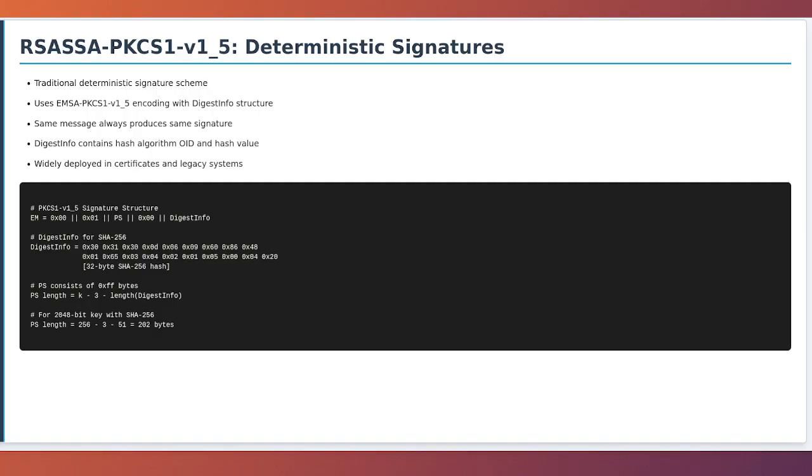One important security consideration with PKCS1 version 1.5 signatures is that the verification process must be constant time and not reveal information through error messages or timing. An attacker who can submit chosen signatures and observe detailed error messages might be able to forge signatures. Modern implementations carefully validate the entire structure, including the padding bytes and algorithm identifier, before accepting a signature as valid.